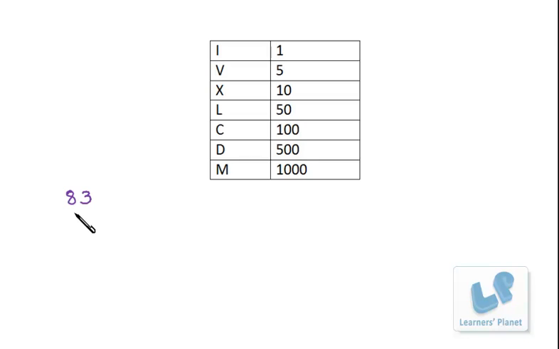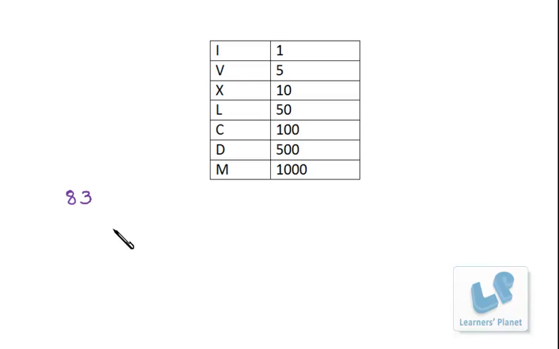Okay. Now, suppose we wish to make 80. Now, how will we do that? Okay. We cannot write X for 8 times. Okay. Because we cannot use X for more than 3 times. So what we do is we will represent it with the help of L. So the value of L is 50.